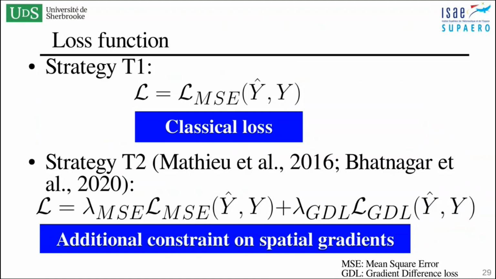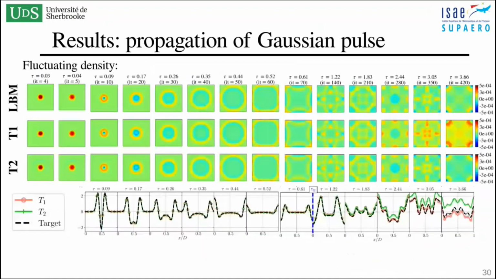Then, with respect to the loss function used to train the neural network, we are using two strategies. The first one employs a classical loss, just the mean square error loss. And then a second strategy where we also constrain the error on the spatial gradient. That's what we call the GDL, the gradient difference loss.